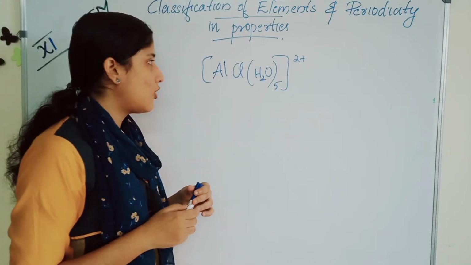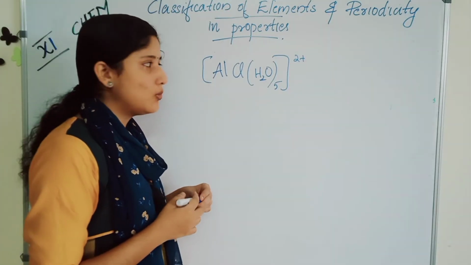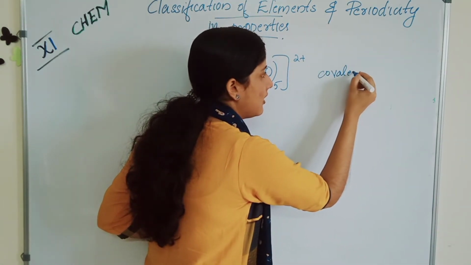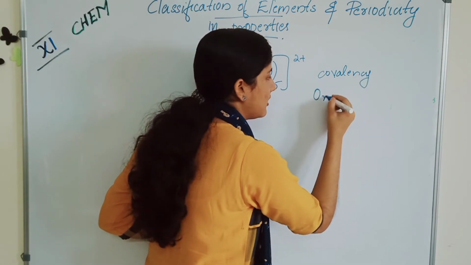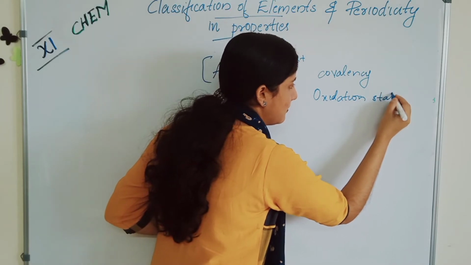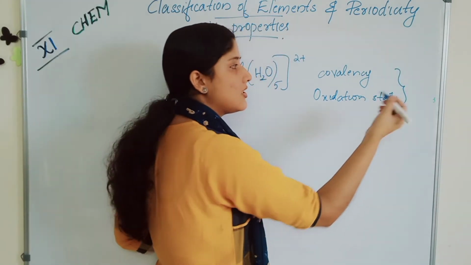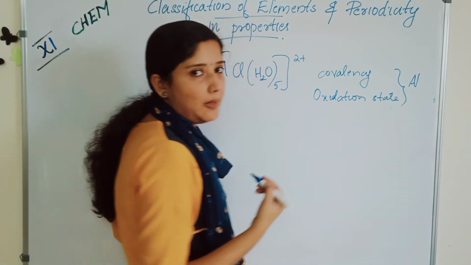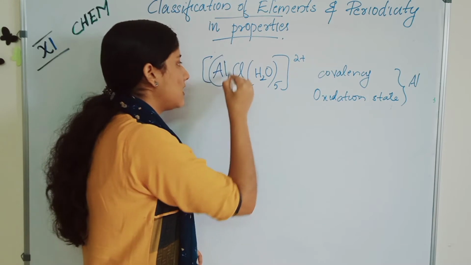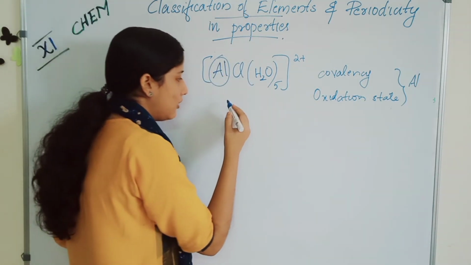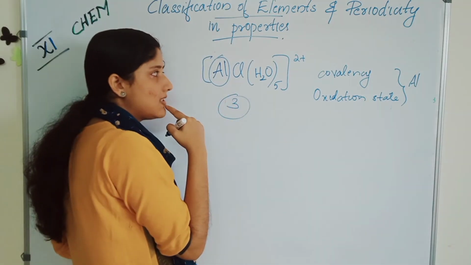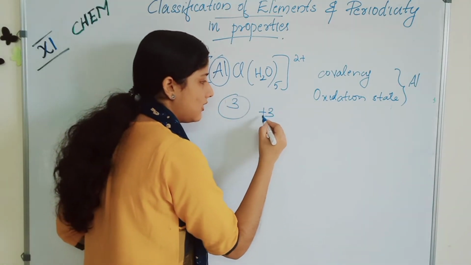Students, now look at this compound [AlCl(H2O)5]2+. What is the covalency and the oxidation state of aluminium? Are they the same? This is one important question. Look here, what is the oxidation state of aluminium? Aluminium, we know, is in the third group, so it will show a +3 oxidation state.